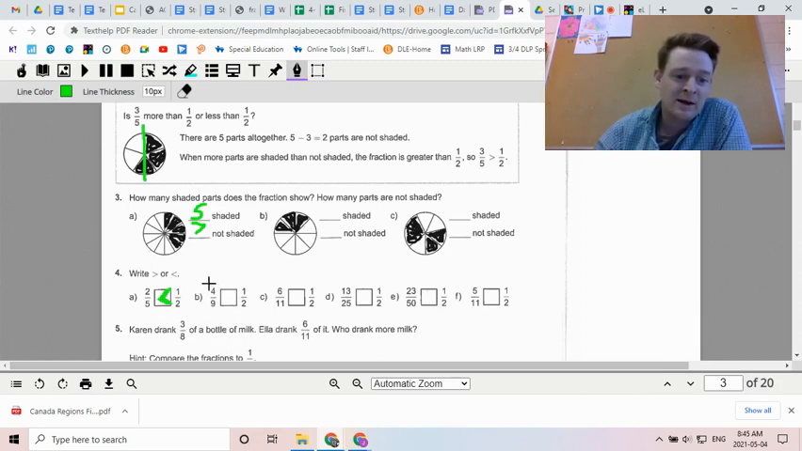Okay, let's do one more. In the next one, we've got 4 over 9. So 4 pieces of a fraction are shaded. Well, 9 minus 4 equals 5. So that means 5 pieces would be not shaded. And that's bigger than 4 pieces. So again, 1/2 is going to be bigger than this amount.